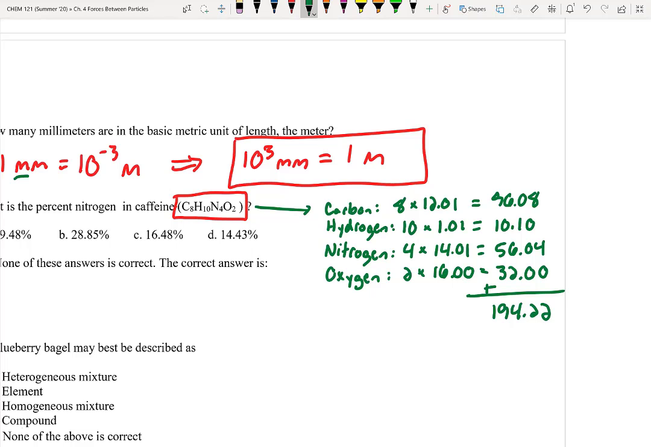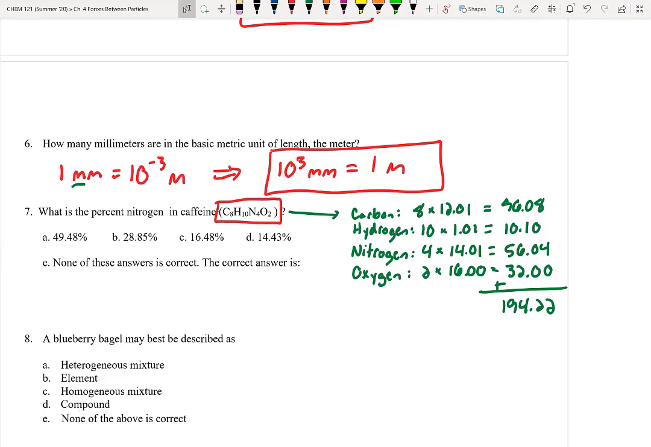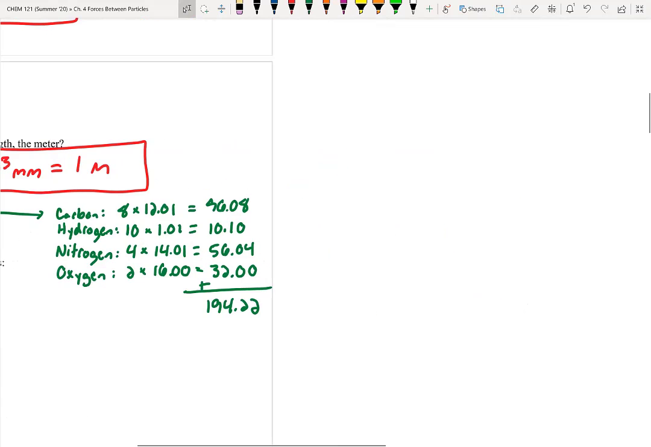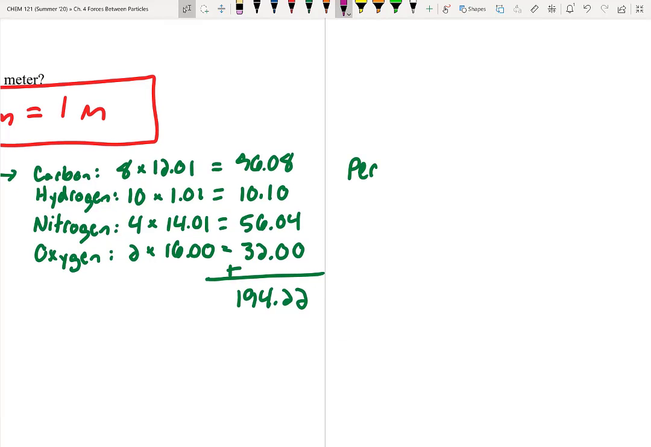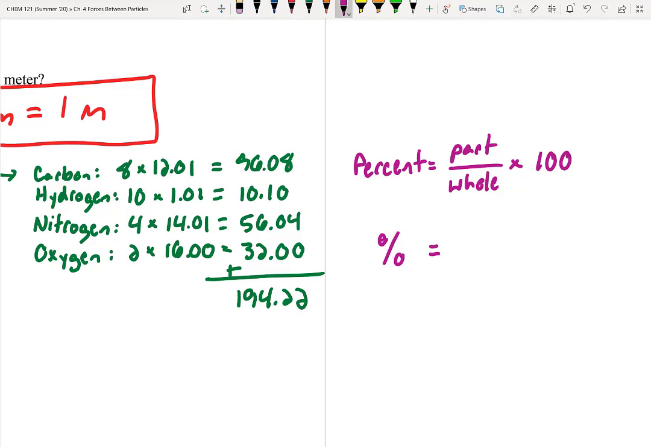All right, but now it's asking what's the percent nitrogen for this. So let's think about percent a little bit. So percent is always going to be a part divided by a whole times 100, right? So let's think about the percent for this situation. What is the part going to be that we're trying to find? Well, it sounds like we're trying to find nitrogen. So when I go over, it looks like nitrogen for this compound is making up 56.04. That's what it's contributing to the overall mass, right? So I would go ahead and plug that in on the top.